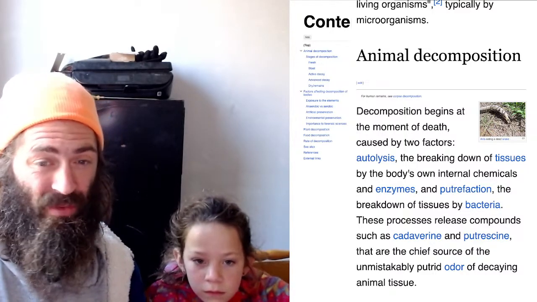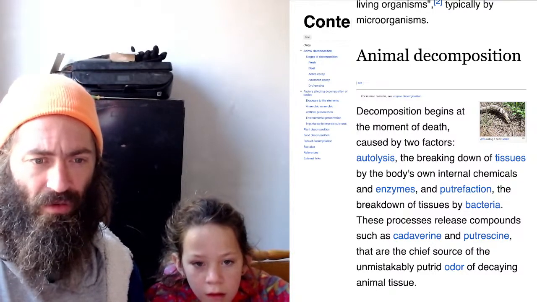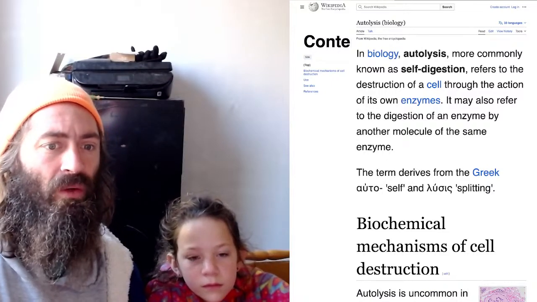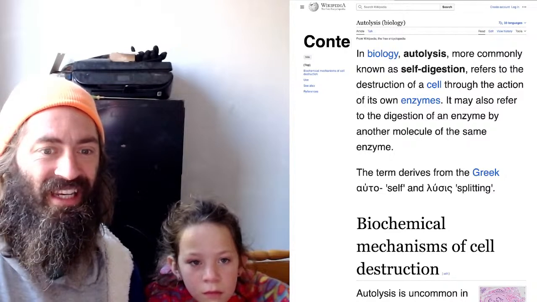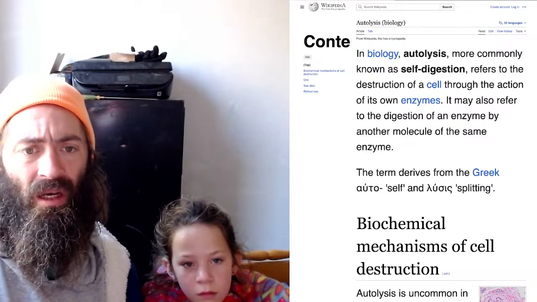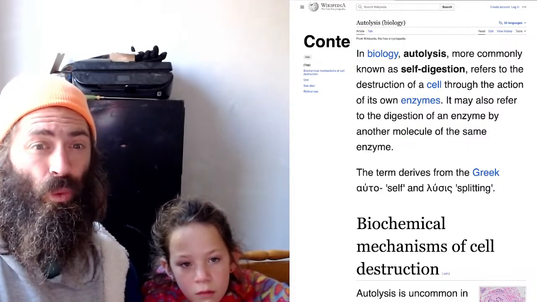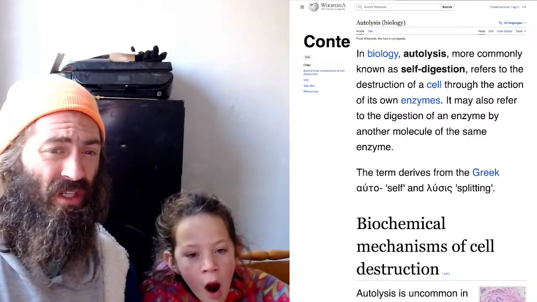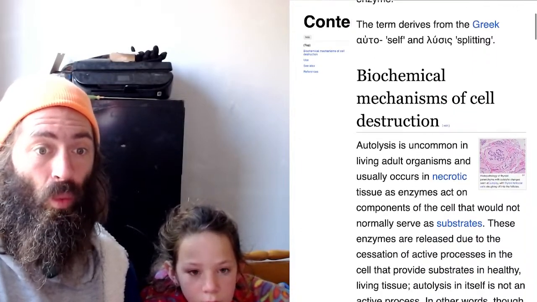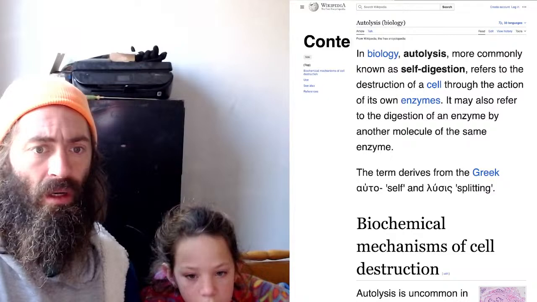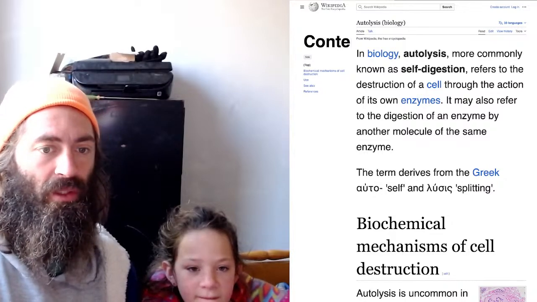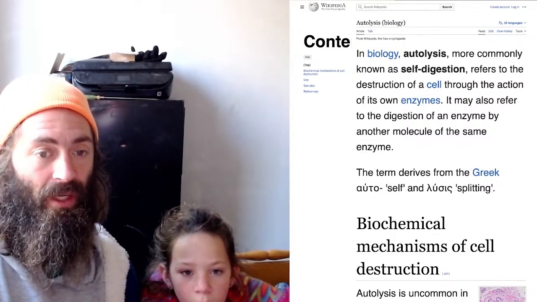So we have autolysis, which, the word auto, autos in Greek, is self. Lysis, I don't know. Breaking down. In biology, okay, cool. So auto, self. Lysis, splitting. So auto splitting. More commonly known as self-digestion. Refers to the destruction of a cell through the action of its own enzymes. Whoa. It may also refer to the digestion of an enzyme by another molecule of the same enzyme. Okay, kind of cool.